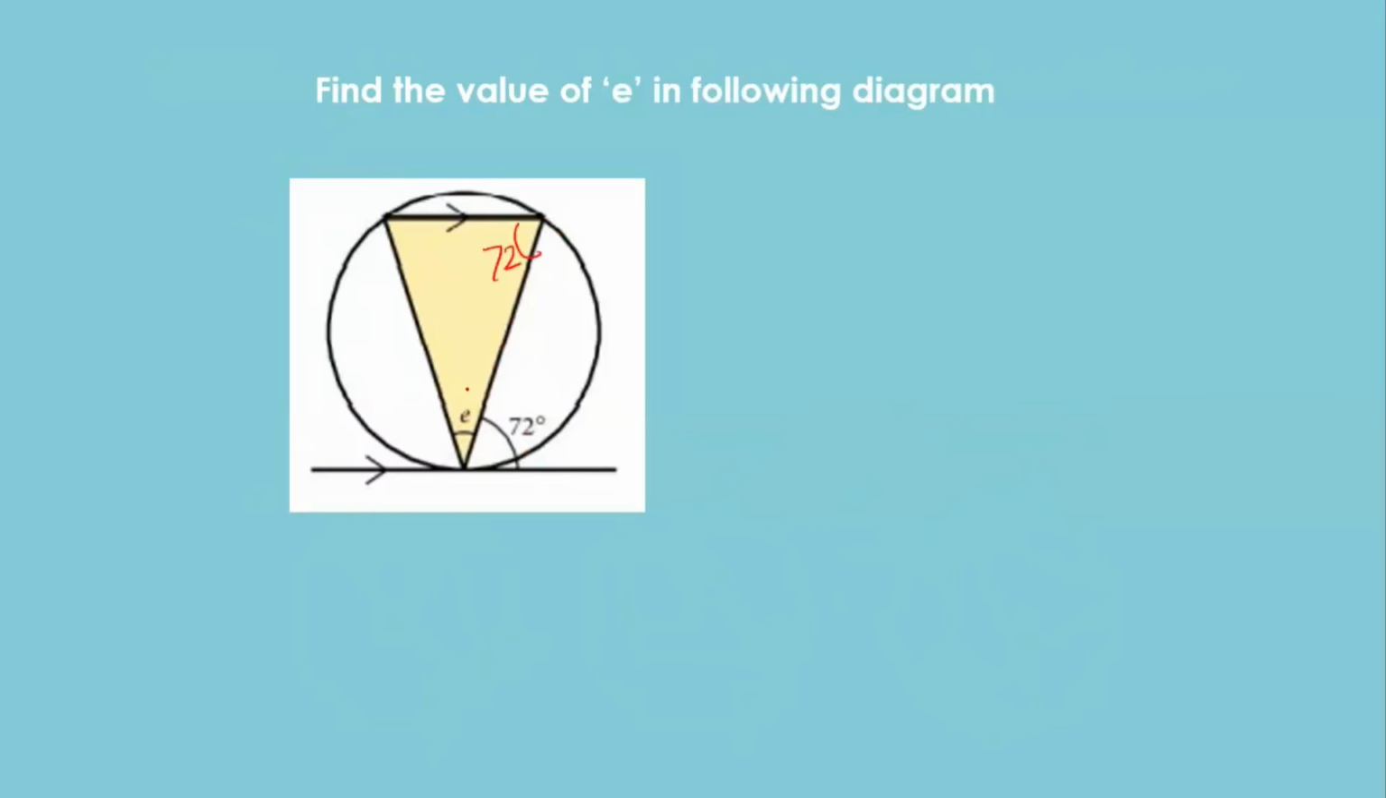Okay. Now, again, if this angle is 72 and this is my tangent and this is my angle between the chord and tangent, so this angle is going to be 72 now. Angles in the alternate segment. And then we can find E.